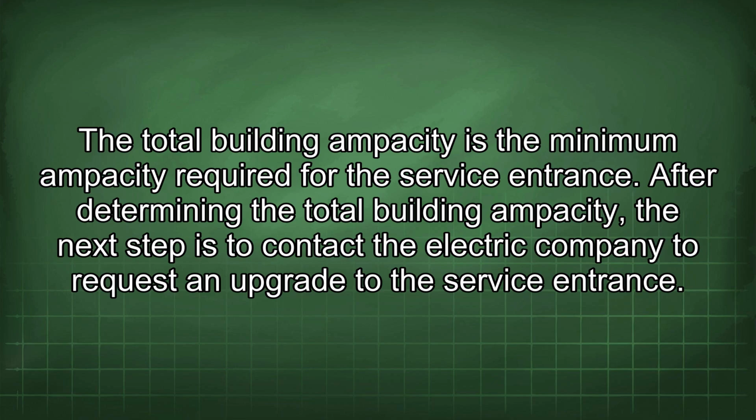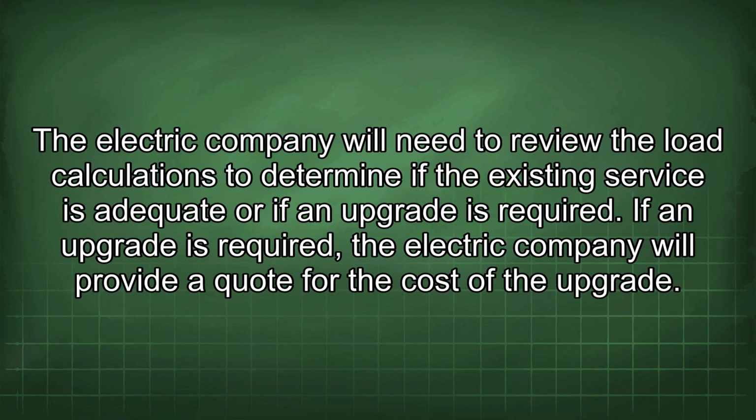After determining the total building ampacity, the next step is to contact the electric company to request an upgrade to the service entrance. The electric company will need to review the load calculations to determine if the existing service is adequate or if an upgrade is required. If an upgrade is required, the electric company will provide a quote for the cost of the upgrade.